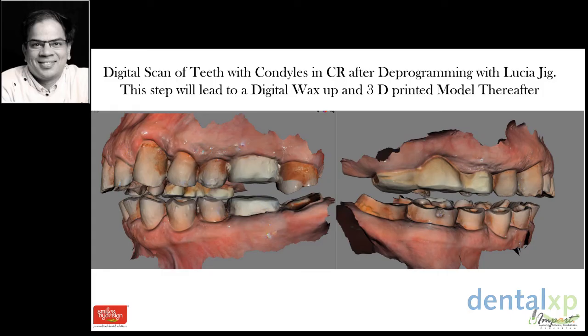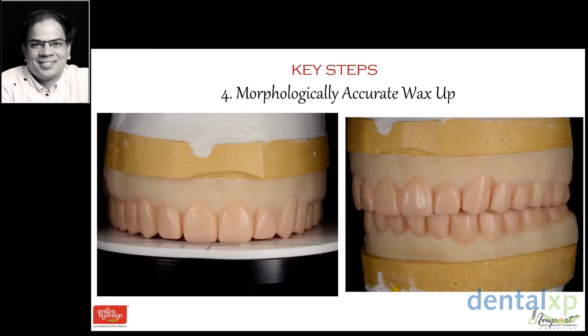At the same time, he has a wax record to mount the 3D printed models to get the wax up done. There are various ways to get there, and as long as you get the right vertical and a good wax up, these are all fine. Okay. The next key step is to get the upper and the lower wax up done. In this case, I have to do full contour crowns.